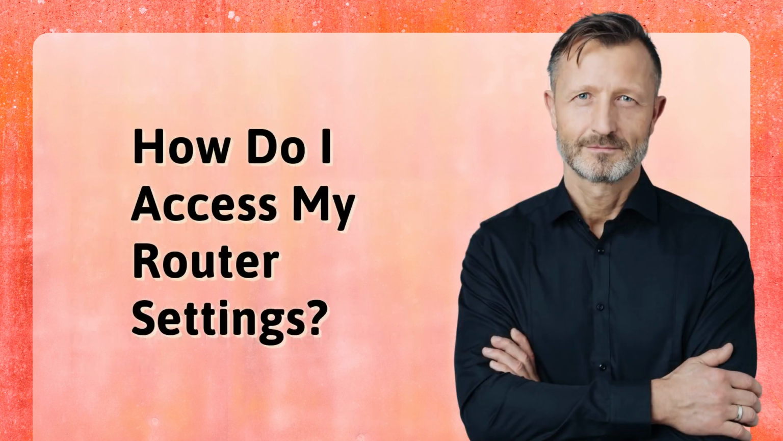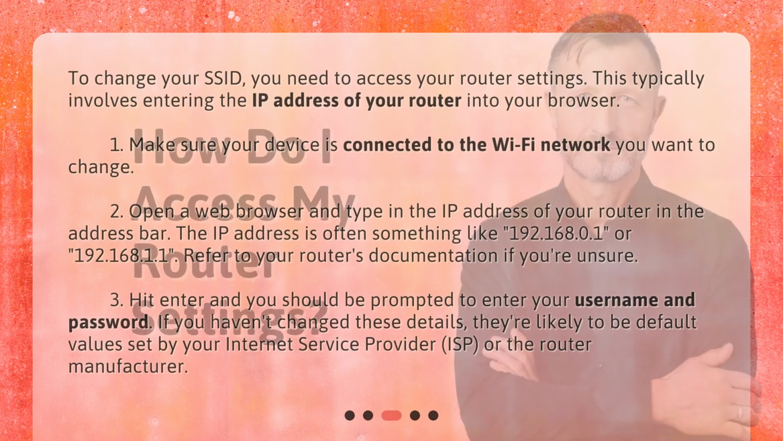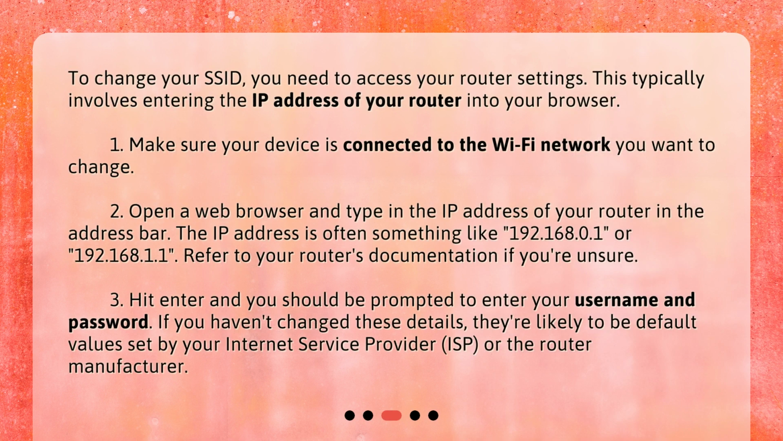How do I access my router settings? To change your SSID, you need to access your router settings. This typically involves entering the IP address of your router into your browser. 1. Make sure your device is connected to the Wi-Fi network you want to change. 2. Open a web browser and type in the IP address of your router in the address bar.